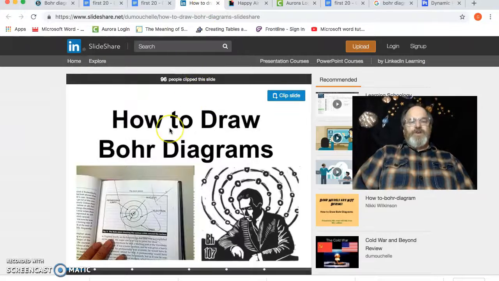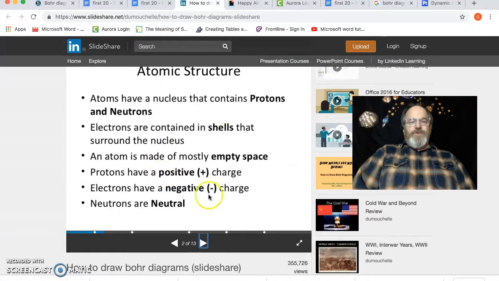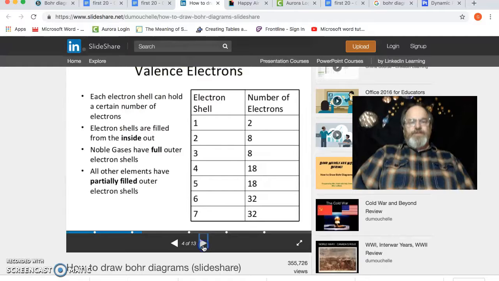Here's what the slideshow looks like, how to draw Bohr diagrams. And that is included in your assignment. You just click through the slides. It gives a little bit about atomic structure. Okay, nucleus, neutrons, protons, electrons. And then it tells you how many electrons each shell can hold.